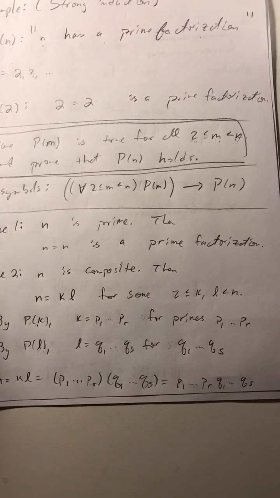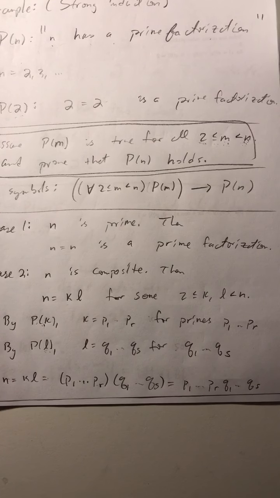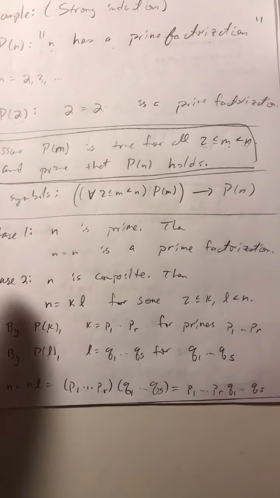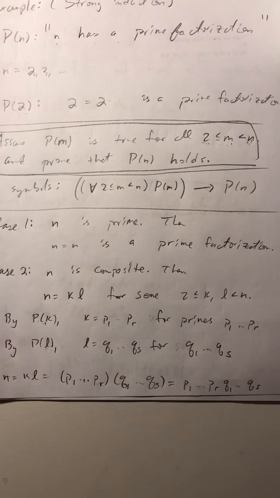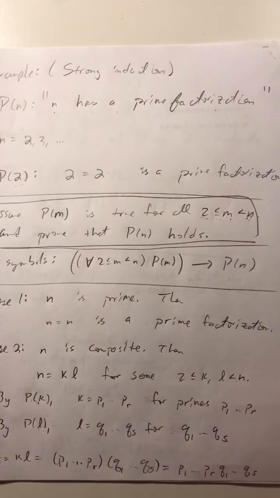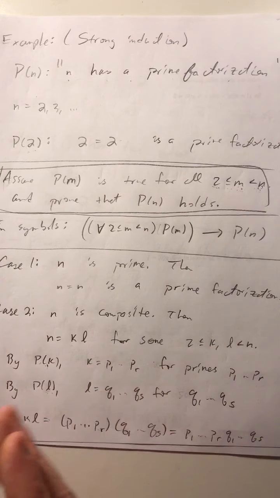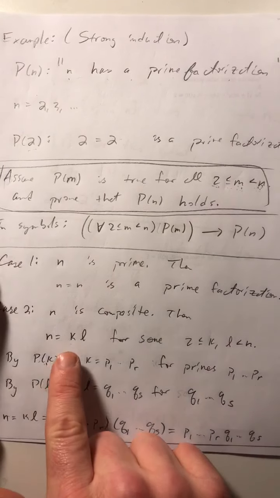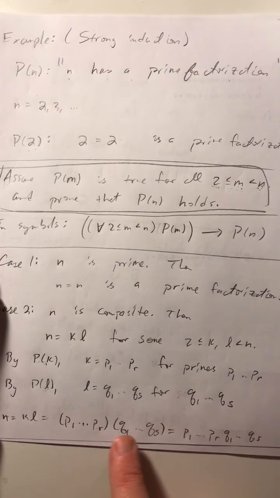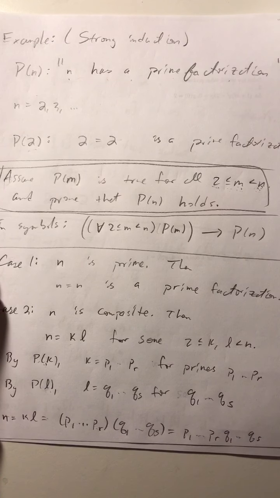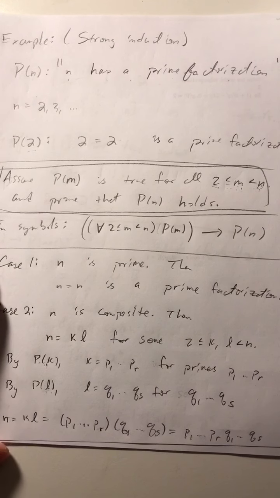That's it. We proved that if all of the integers smaller than N have a prime factorization, then so does N. Basically what we did is we took N. Well, if it's prime, then we don't need to do anything. If it's not prime, then we could split it, find prime factorizations for the two factors in the split, and then just put those together into a prime factorization of the whole thing.